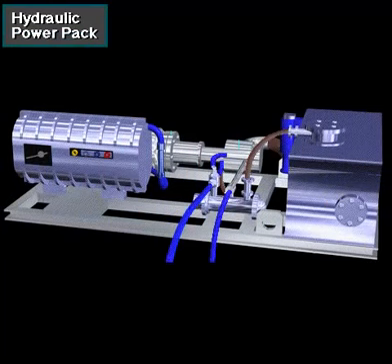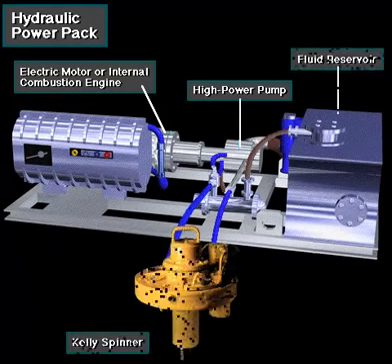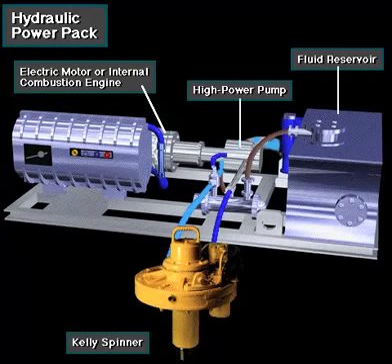Here's a typical hydraulic power pack used on many rigs. It has an electrical motor or an internal combustion engine to power the high-pressure pump. The pump takes hydraulic fluid from the reservoir and sends it out a high-strength steel-reinforced hose to the devices needing hydraulic power. The fluid returns to the reservoir after it passes through the Kelly spinner or other tool. The hydraulic power pack is a closed system. The fluid is used over and over.